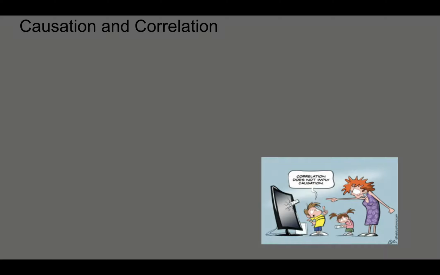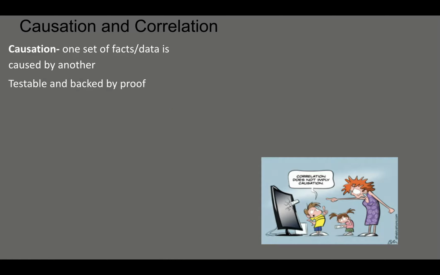Okay, another thing that we have to recognize is the difference between causation and correlation. Causation, please note that there is the word cause in here, right? So one thing causes another. One set of facts or data is caused by another. It's testable, it's backed by proof.